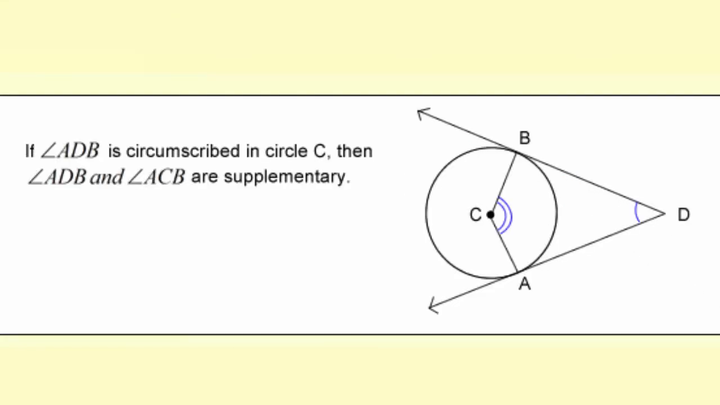A circumscribed angle is an angle formed by two rays from a common endpoint that are tangents to a circle. A circumscribed angle is an angle formed by two tangent rays to a circle. So this angle ADB, that's a circumscribed angle.